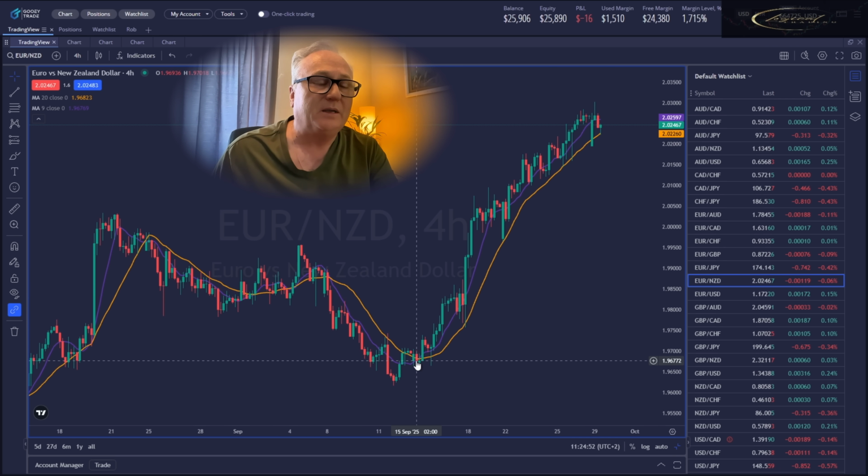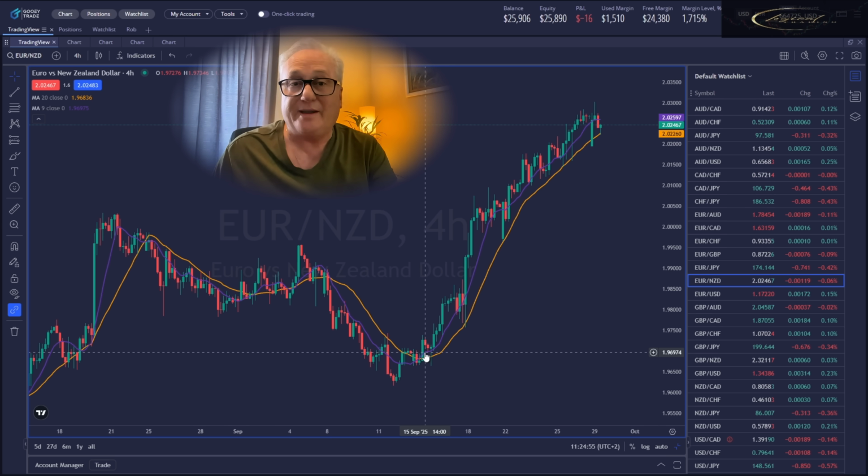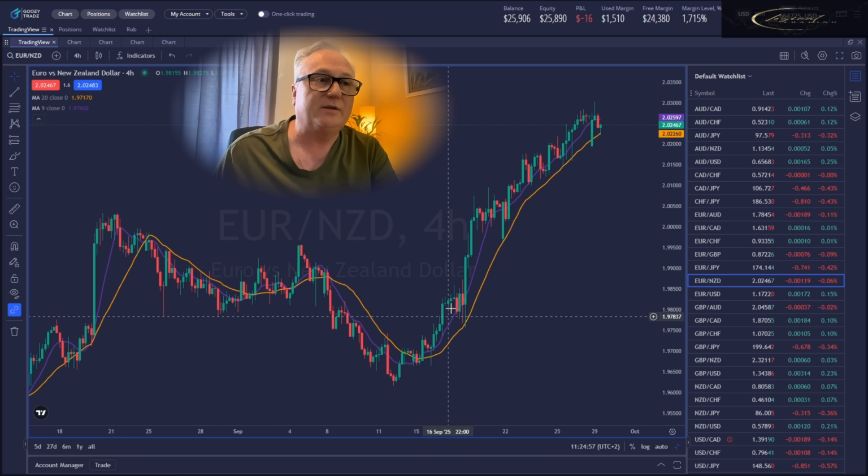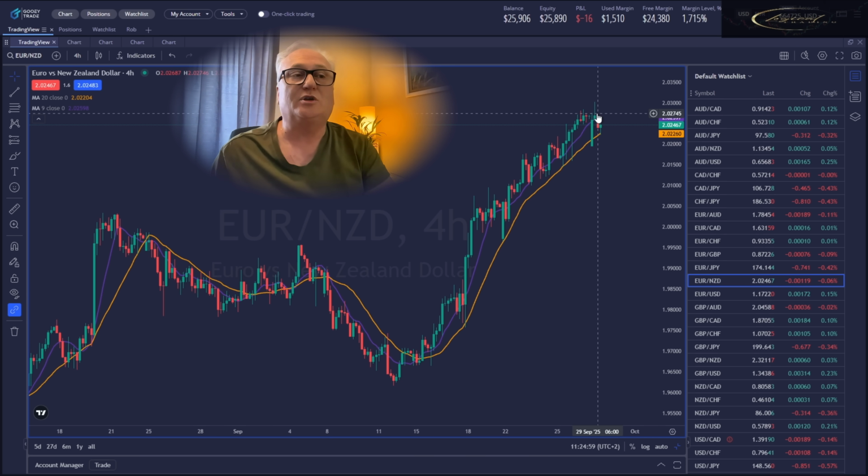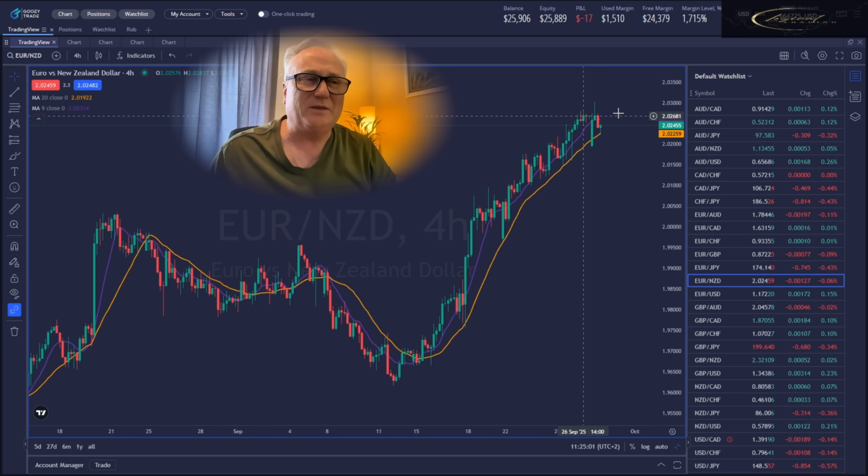Then it moves back up. The moving average crosses back through the 20-day moving average, and you would have picked up that entire move all the way to the top. In fact, you would still be in the trade.